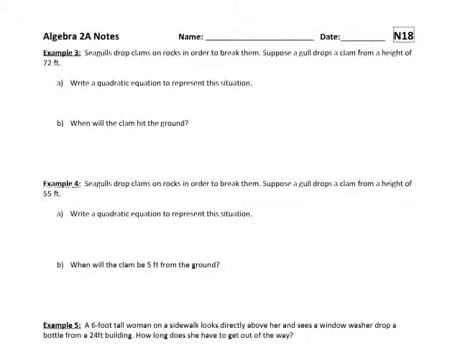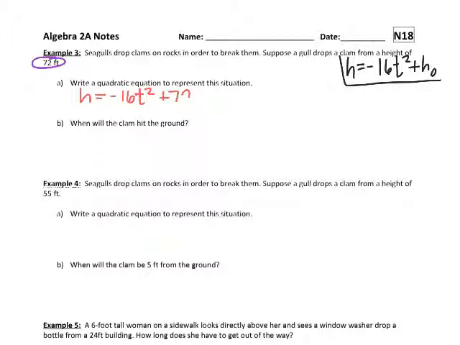On the back side of your paper, there are a few more examples, so let's take a look at example number 3. Seagulls drop clams on rocks in order to break them. Suppose a gull drops a clam from a height of 72 feet. Our formula to solve this is going to be h equals negative 16t squared plus h sub 0, which just means the initial height. So this information came from the other side, and so we just have to fill in what was the initial height. And our initial height was 72 feet, so h equals negative 16t squared plus 72.